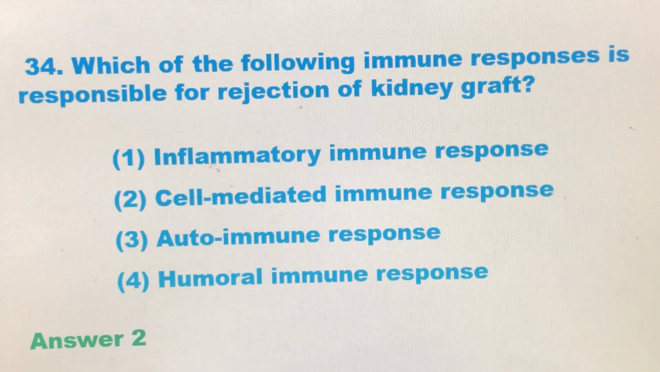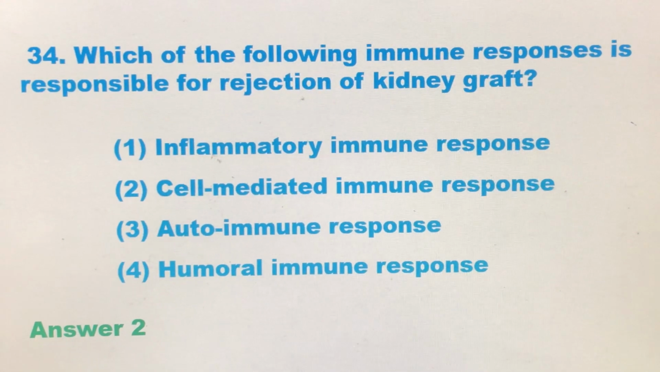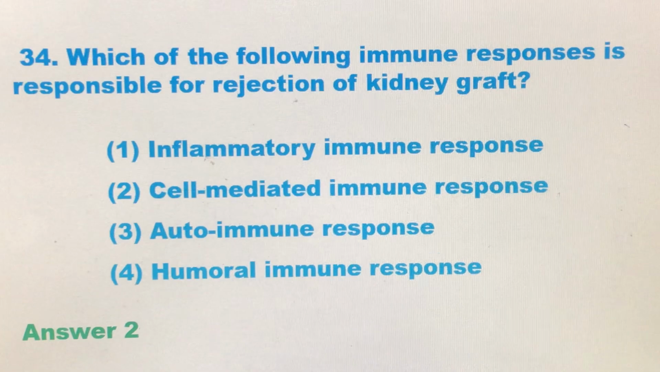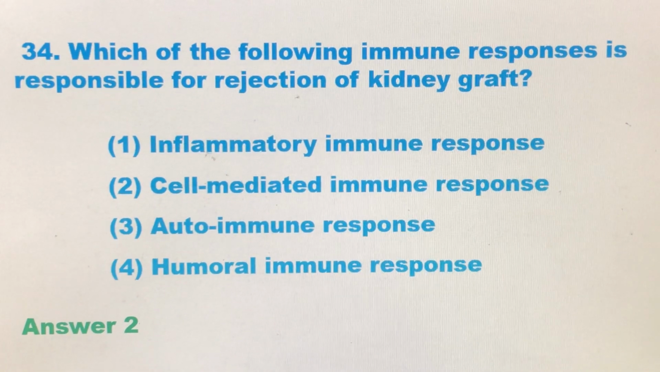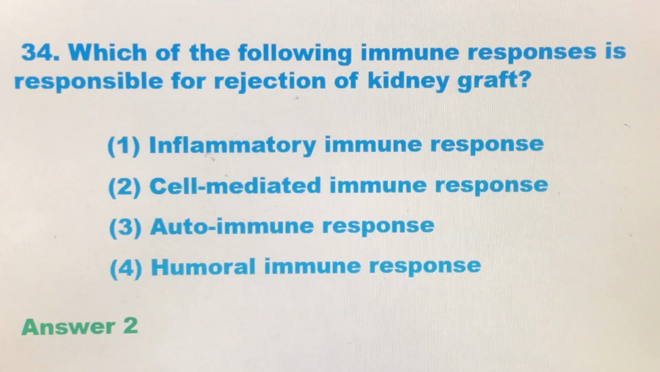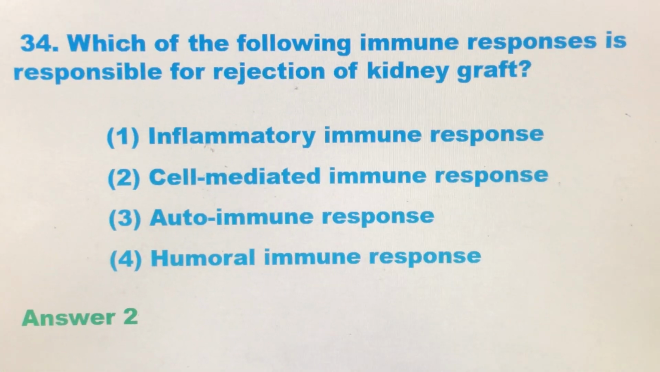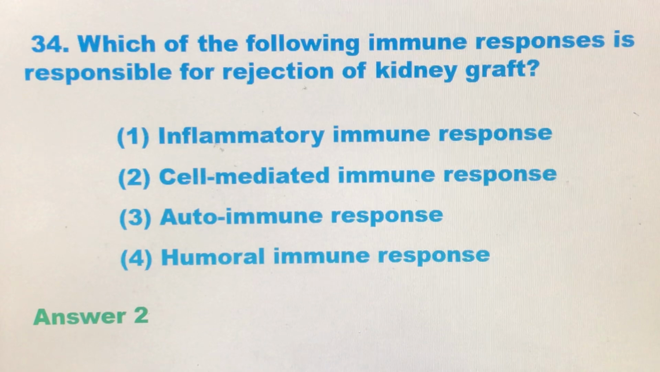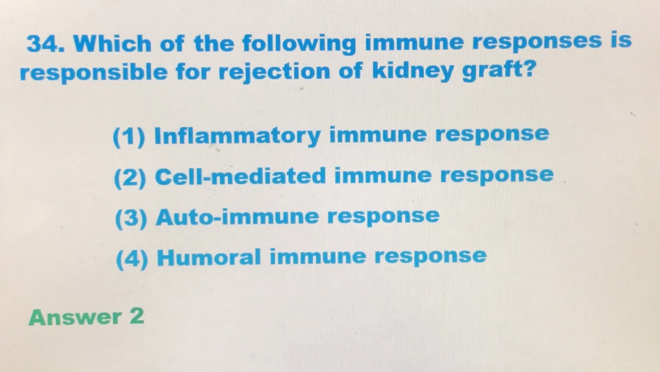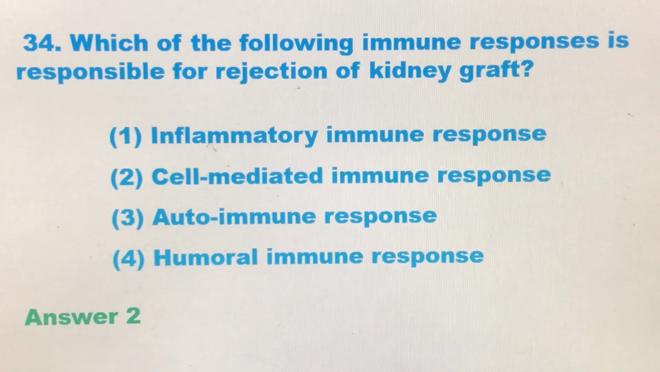Now the 4th response is humoral immune response. Now what is humoral immune response? Humoral immune response is the immune response that is mediated through the antibody that is produced by B lymphocytes. So from the question, the immune response that is involved in graft rejection is cell-mediated immune response, which is through the immune cells, cytotoxic T lymphocytes, macrophages and phagocytes.